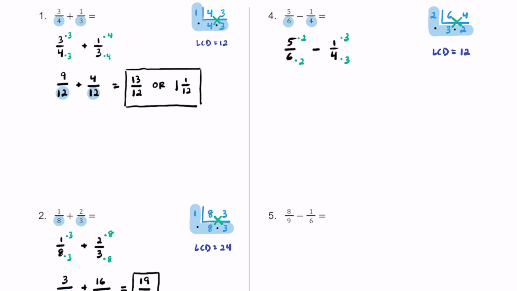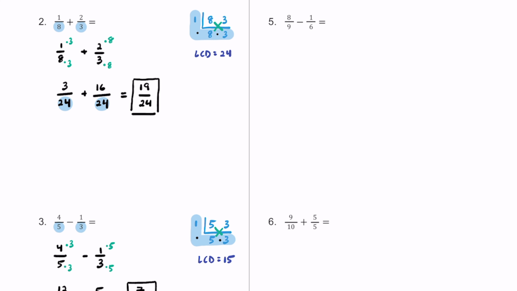Okay, so let's look at 5/6 first. 5 times 2 is going to be 10. 6 times 2 is going to be 12. For the second fraction, 1 times 3 is 3. Then 4 times 3 is 12. So at this point, we have common denominators, which means we are allowed to add or subtract. So 10 minus 3 is going to be 7, and then keep the same denominator of 12. So 7/12 is the most simplified version for the difference of 5/6 and 1/4.